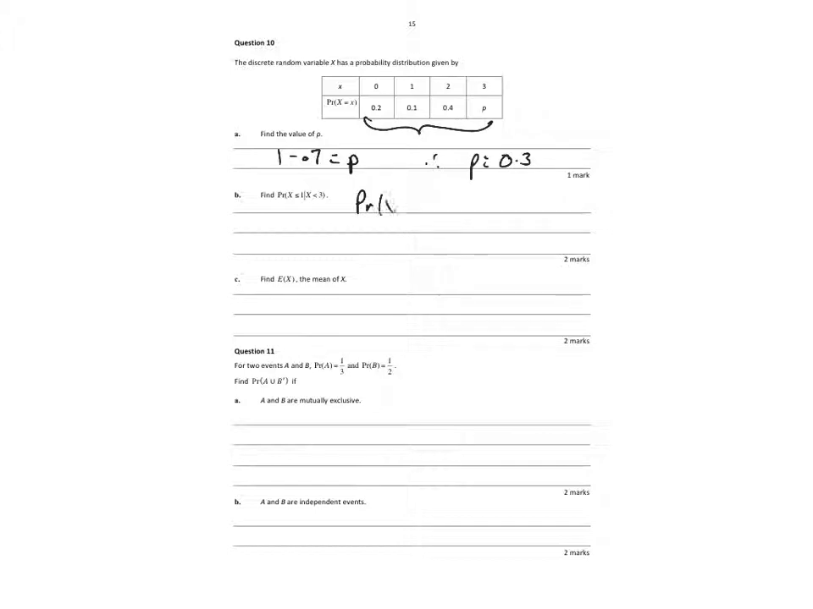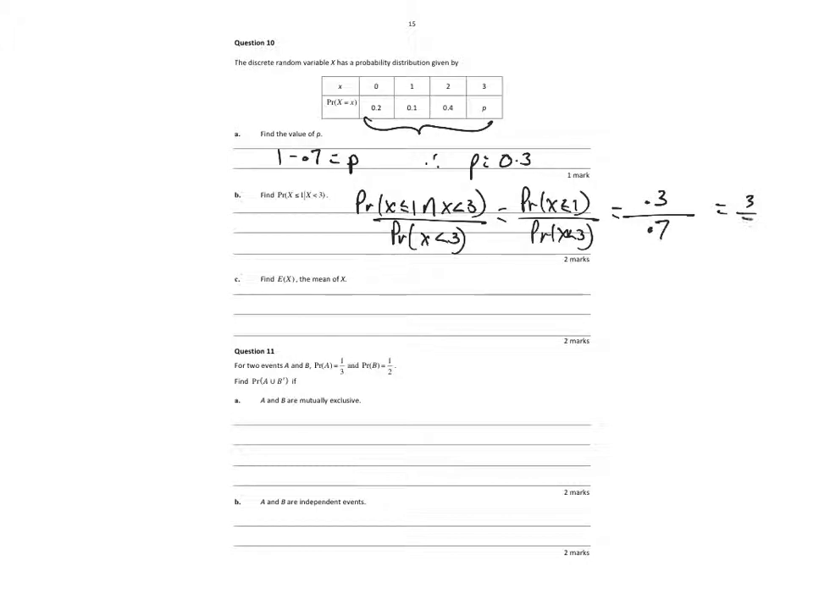Probability of x is less than 1 given. So we know from a conditional, x is less than or equal to 1 and x is less than 3, over the probability that x is less than 3. What's common to the top two? Well, it's got to be less than or equal to 1, over the probability that x is less than 3. So less than or equal to 1 is 0.3, and strictly less than 3 is 0.7. So we get 3/7. Don't leave your answer as a decimal on a decimal.